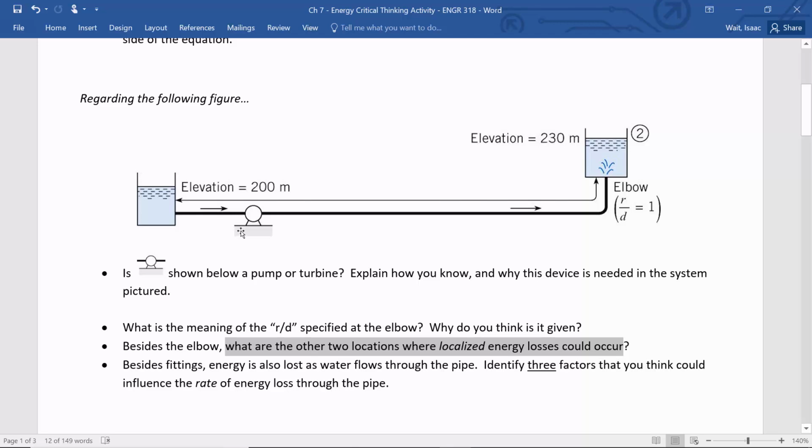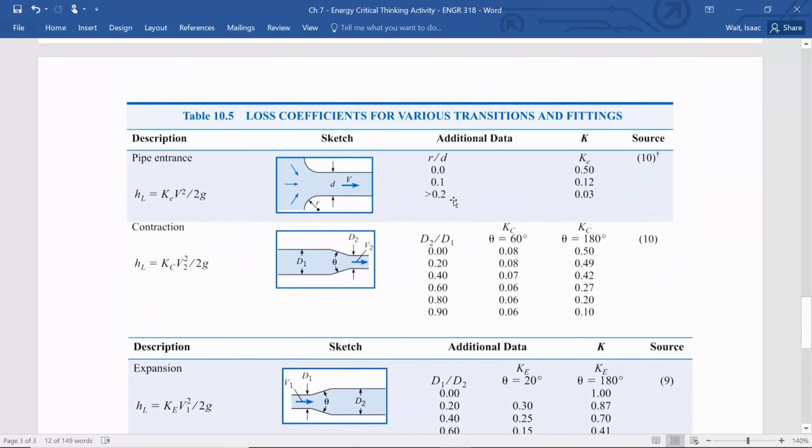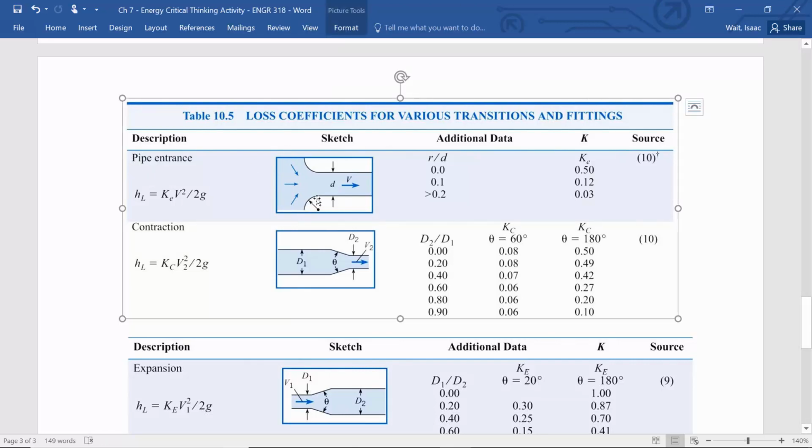Is there a pressure head loss? The pump adds pressure head. That's how it adds energy. Yeah. So there's the elbow where there's a local loss. The other two spots are at the entrance where the pipe goes from a tank into the pipe. And if we go down here to the table, that is this. So the R to D for where you have a really large diameter tank, so essentially it's a pipe entrance here where it's an abrupt edge.